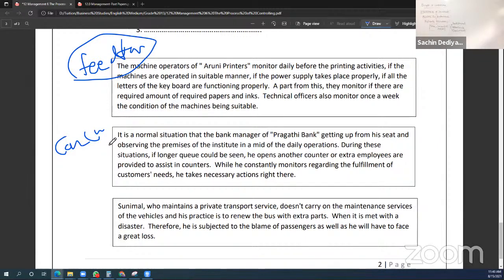And the third one, Surimal, who maintains private transport services, does not carry out maintenance services. When he meets with a disaster, therefore, he is subject to the blame of the passengers, and he will have to face a great loss. So this is feedback control, where you only take the actions once the disaster, whatever the incident, has happened. We cannot recommend one method as always the best, whether concurrent or feed forward; it has to depend on the situation, depend on the nature of the business, right? So that's what we can tell about.